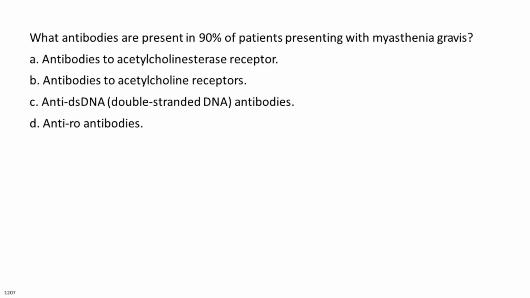What antibodies are present in 90% of patients presenting with myasthenia gravis? A. Antibodies to acetylcholinesterase receptor. B. Antibodies to acetylcholine receptors. C. Anti-dsDNA, double-stranded DNA, antibodies. D. Anti-uro antibodies.